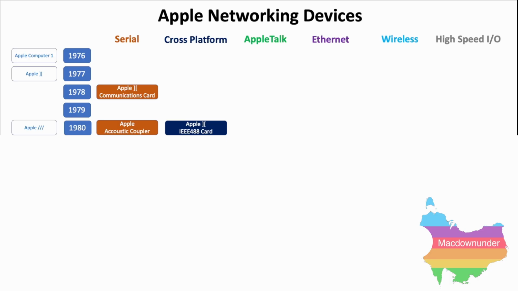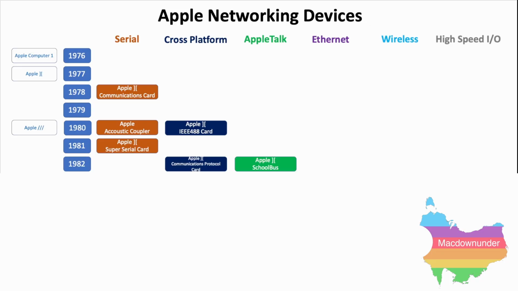1980 was a big year for Apple. Not only did they release the Apple III, their so-called business machine, but they also rebadged the Novation Cat acoustic coupler as the Apple acoustic coupler, and they also released their first cross-platform interface for the Apple II. That was the IEEE 488 card to talk to a whole range of machinery, but on their terms, not on Apple's terms. The following year, in 1981, Apple released the Super Serial card that just about every Apple II collector will have somewhere in their collection.